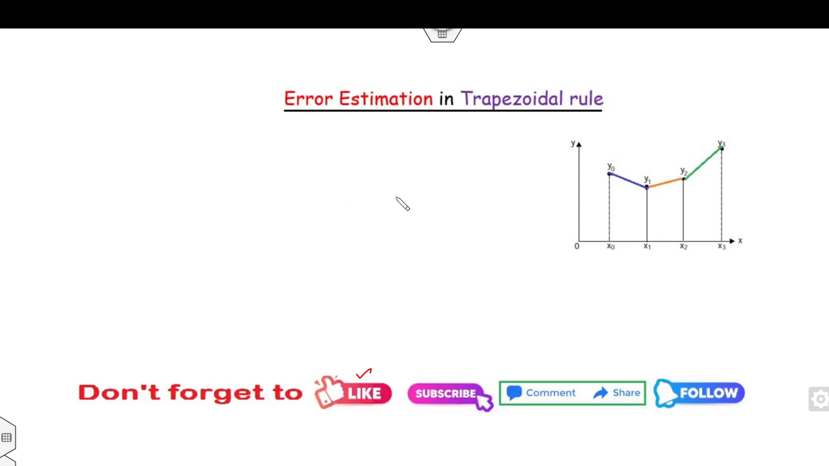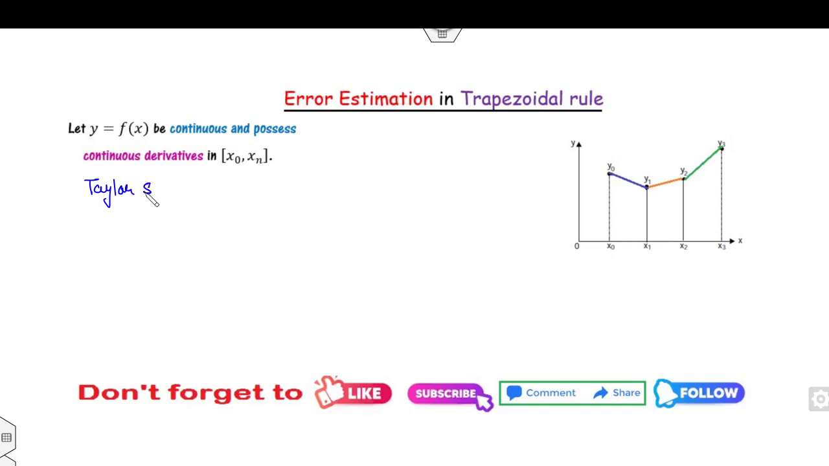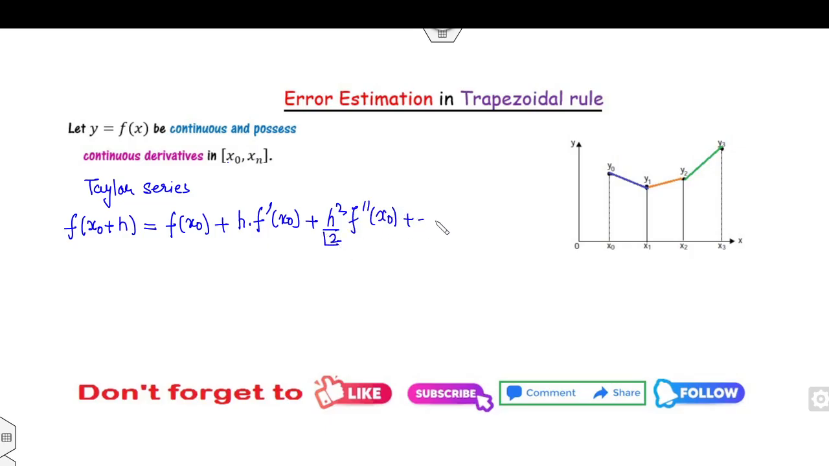Now, how can you find the error estimates? If I assume that y is a continuous and differentiable function, then we can apply the Taylor series. How can you apply the Taylor series corresponding to the point x naught? It is f of x naught plus h into f dash of x naught plus h square by 2 factorial into f double dash of x naught and so on.